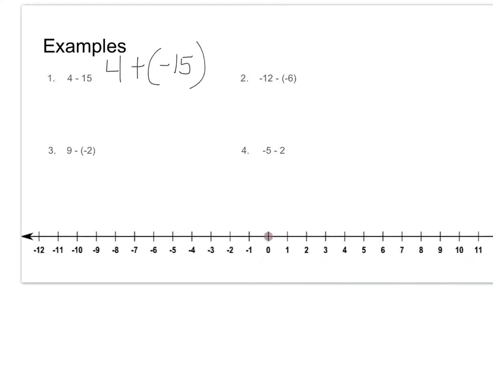And let's look at this one. We have negative 12 minus a negative 6. So that's going to be negative 12, change it to adding, and it's a negative 6, so now it's going to be a positive 6. You might have heard before that two negatives make a positive. But if you're adding the opposite, it turns out that way anyways. Again, two negatives make a positive.